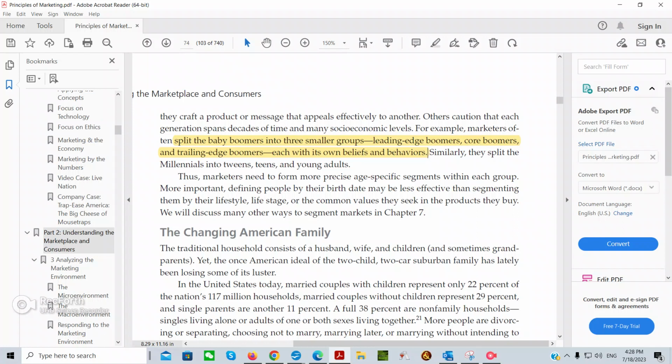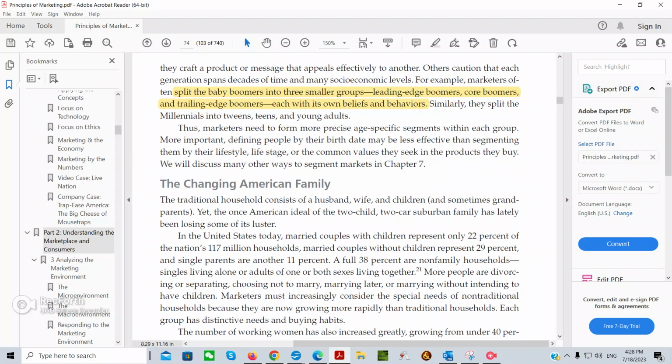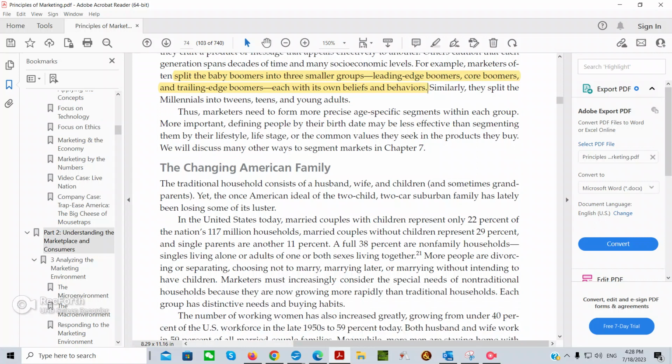A full 38% are non-family households, those are singles living alone and adults of one or both sexes living together. More people are divorcing or separating, choosing not to marry, marrying later, or marrying without intending to have children. Now, marketers must increasingly consider the special needs of non-traditional households because they're growing more rapidly than traditional households. Each group has its distinctive needs and buying habits. So that's the important thing.